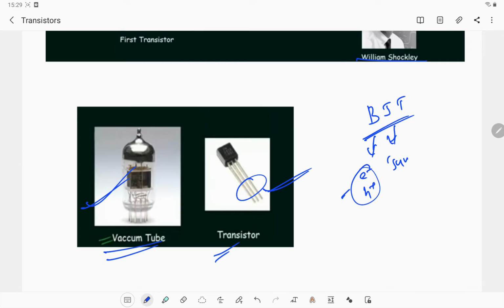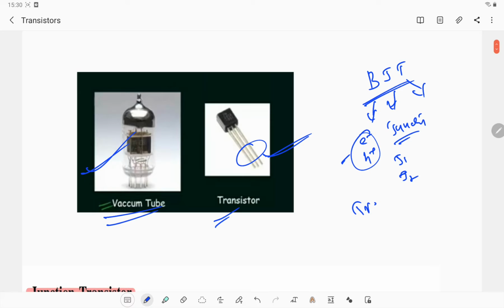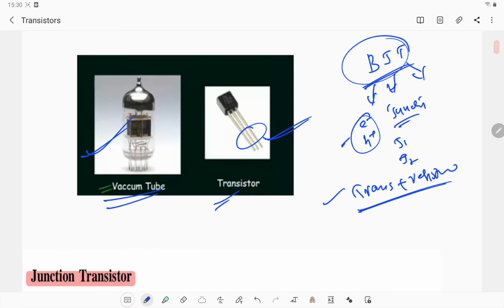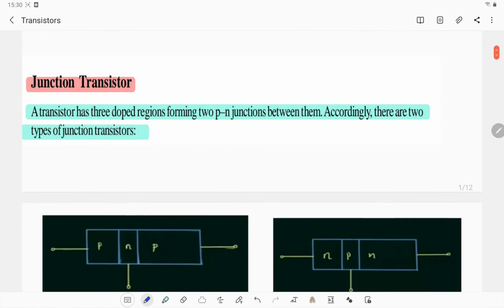J means junction. In this transistor there are two types of junction, one is J1 and another is J2. And the third one is transistor. Trans plus resistor means transfer of resistor. This is about BJT or junction transistors.